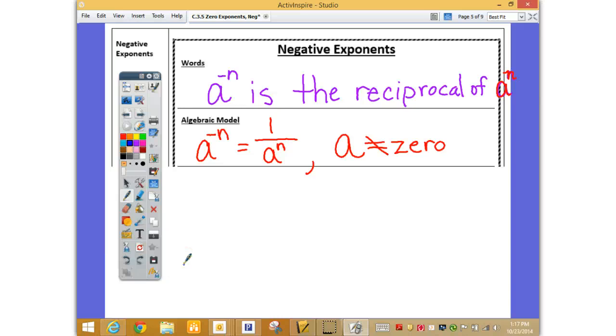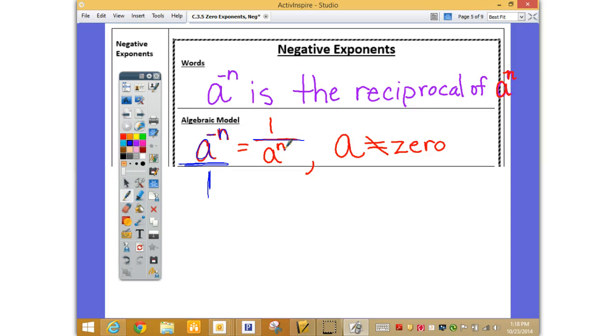Now, we were just talking about reciprocals. I already gave you a little bit of this. So we have an algebraic model, a to the negative n power. Well, that is just like a to the negative n power over 1. It's the reciprocal. So you flip it, and that means that you change the sign of the exponent only.